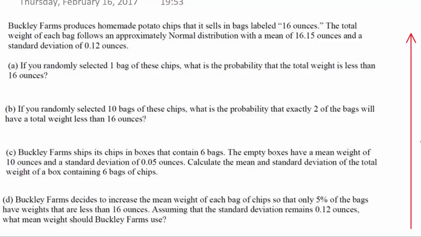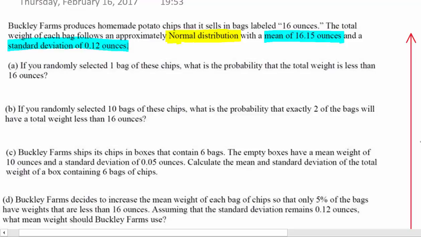So here we have a stats problem that I've presented in the past, and let's read through it, and then we'll tackle each problem separately. So Buckley Farms produces homemade potato chips that sell in bags labeled 16 ounces. The total weight of each bag follows an approximately normal distribution. Now that's very helpful to know because the normal distribution has so many nice properties as far as the computations go. With a mean of 16.15 ounces, so that is our mean, and a standard deviation of 0.12 ounces.